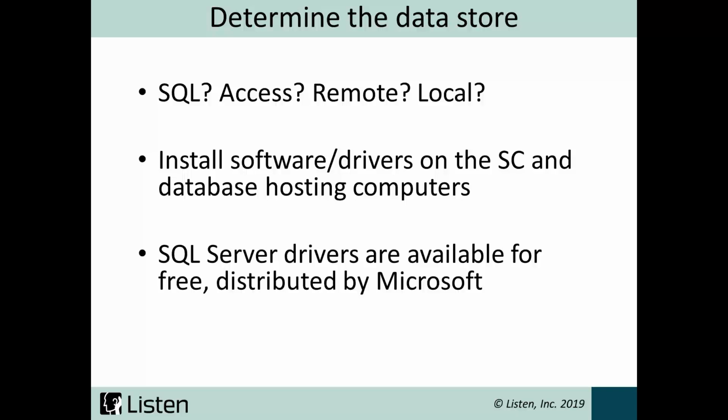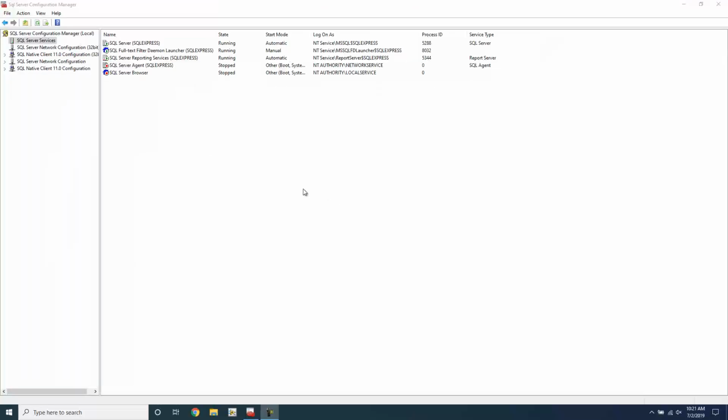For our first example, let's look at an SQL database saved on my local machine. Here's the server configuration manager, and here at the top, this Express server is what we're going to be using to save to.